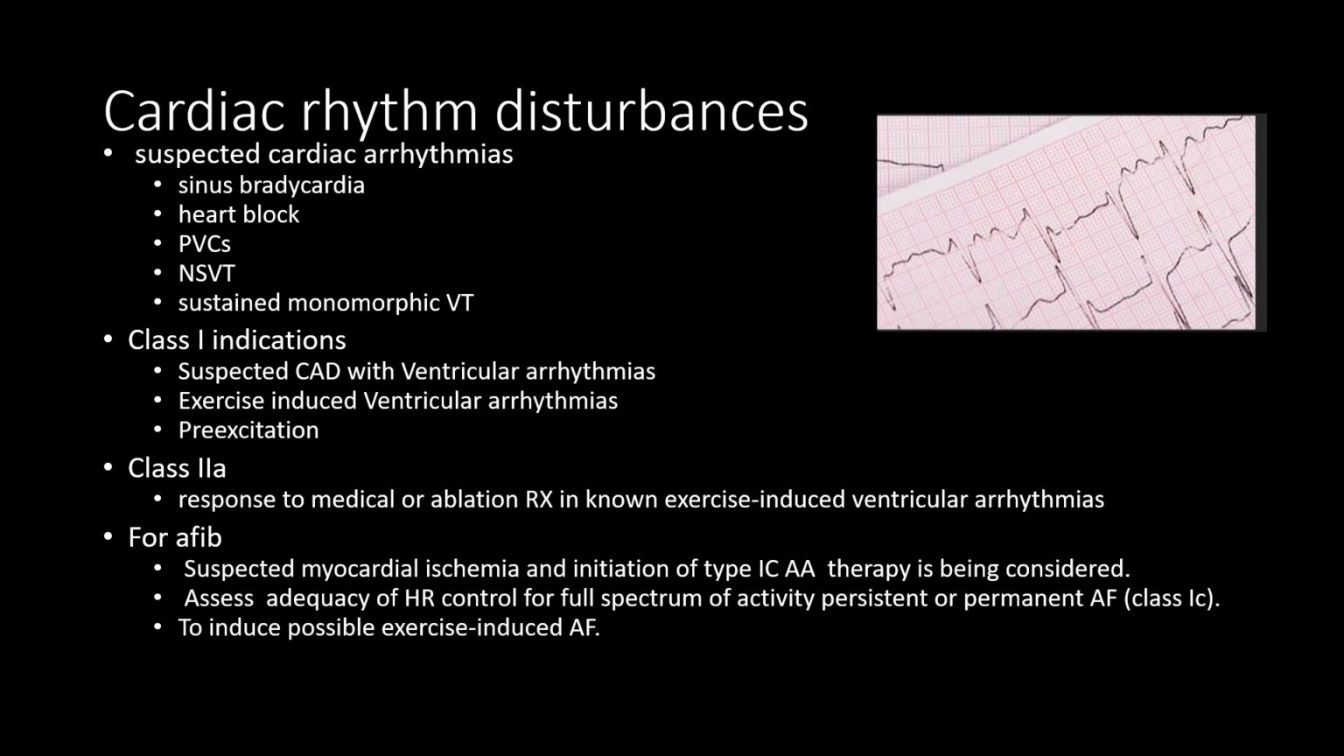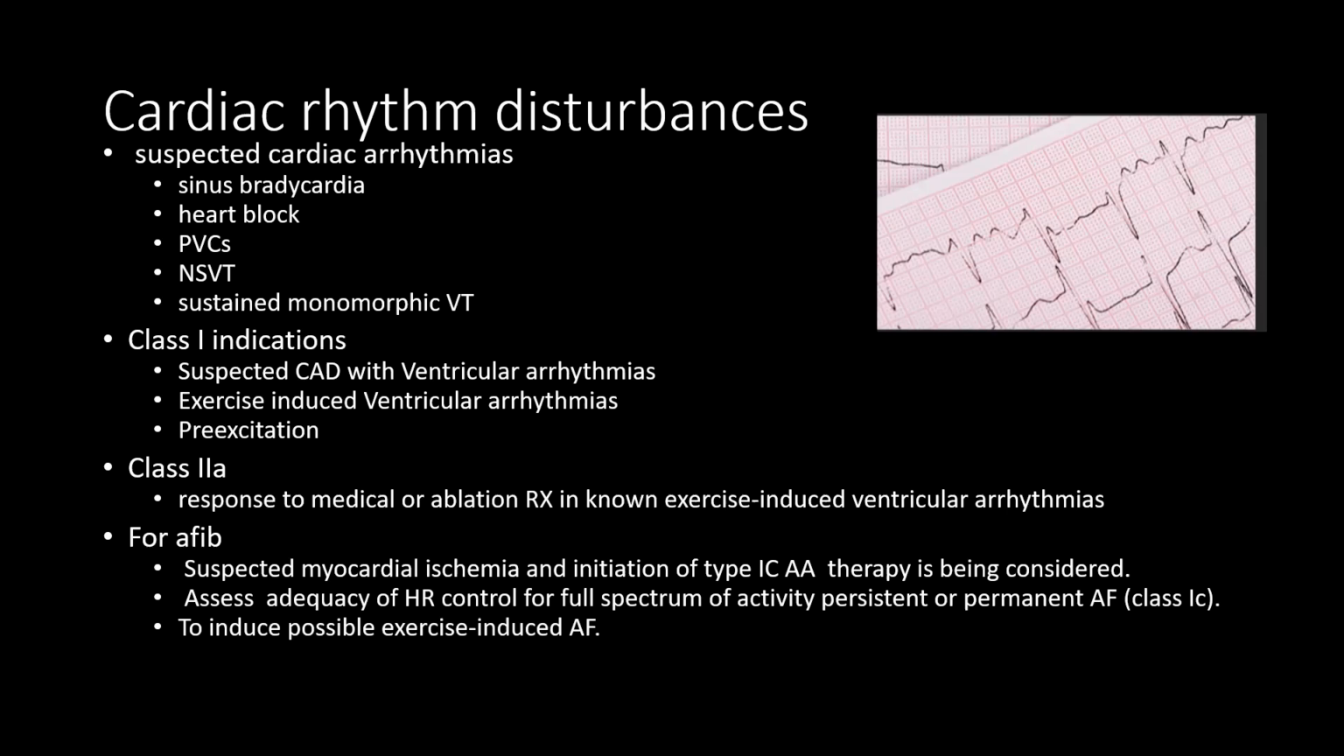Class 1 indications for cardiac rhythm disturbances include suspected coronary artery disease with ventricular arrhythmias, exercise-induced ventricular arrhythmias, and patients with pre-excitation. Class 2 indications include response to medical therapy or ablation therapy in known exercise-induced ventricular arrhythmias. For patients with atrial fibrillation, we use it in those that have suspected myocardial ischemia and when initiation of type 1C antiarrhythmic therapy is being considered.